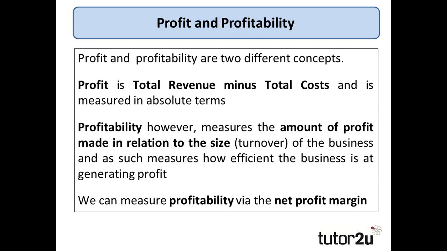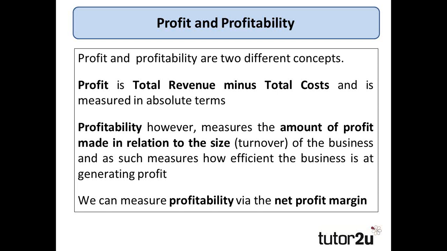Profit is measured in absolute terms and is calculated by total revenue minus total costs. There is an alternative way of working profit out, which is total contribution minus fixed costs. However, profit is measured in absolute terms, whereas profitability, on the other hand, is the amount of profit made in relation to the size or turnover of the business. And this is a different measure of profit, really. It measures how efficient the business is at generating profit.